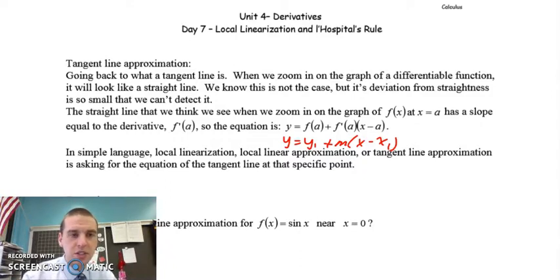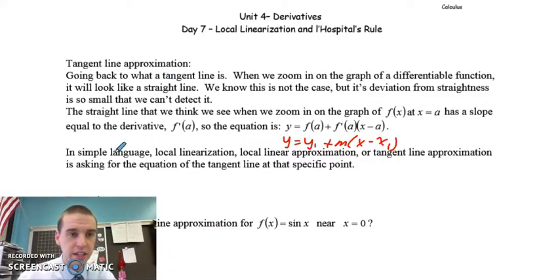Tangent line approximation. If we zoomed in extremely close to any function that you have, it would look like a straight line. Even though that's not the case, because we're zoomed in so close, we can't see anything different. That's exactly what we're doing with the tangent line when we take the derivative.